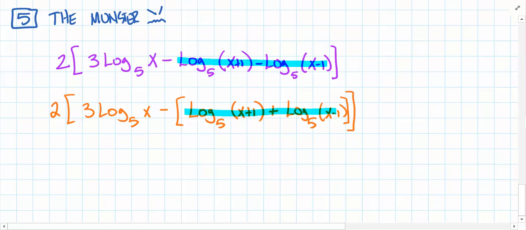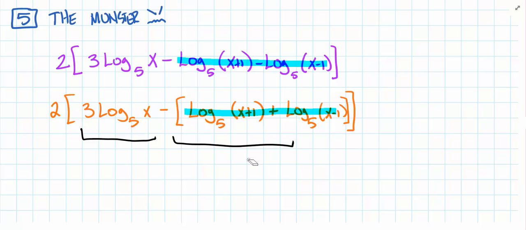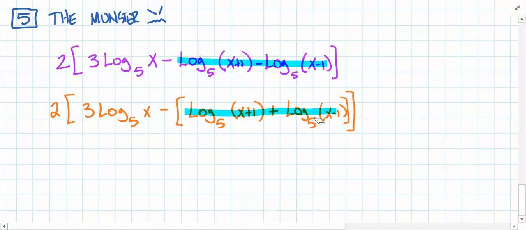And the reason that's good for us is because now I have an expression here minus an expression here. So now I went from 2 minus signs down to 1 minus sign. Do you see that? That's a huge advantage for us, okay? So I'm going to continue to work inside the minus signs, and I'll stay with orange. So I'm going to have 2. I'm going to have 3 log base 5 of x. Now I'm going to have minus.